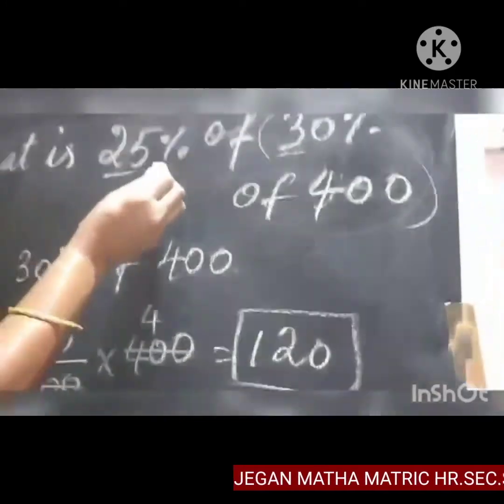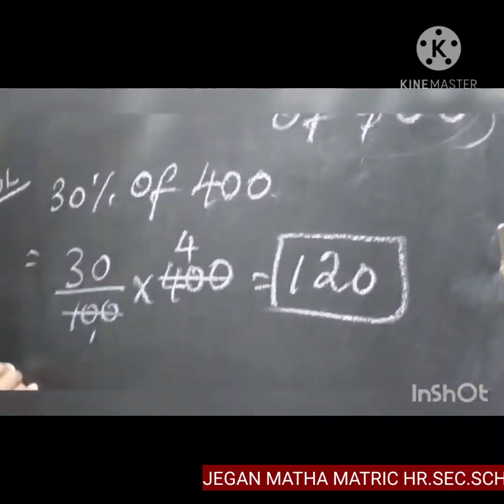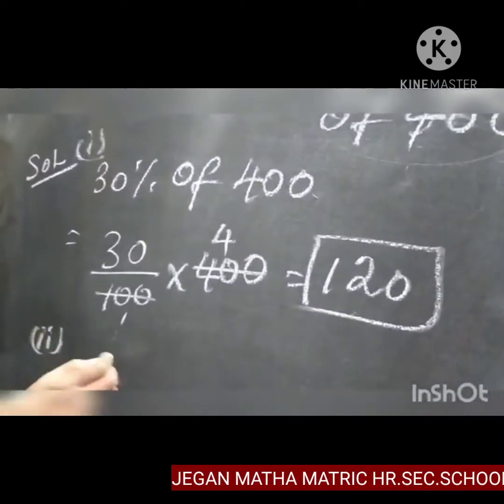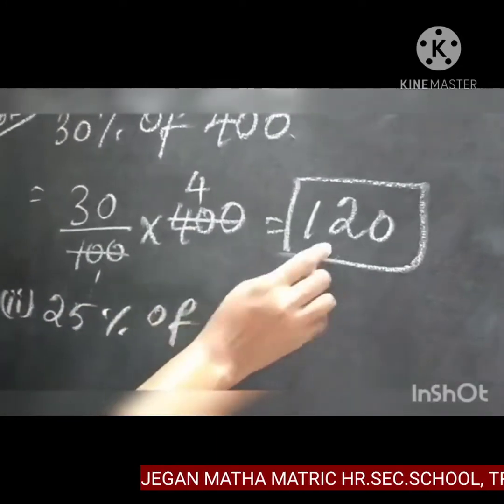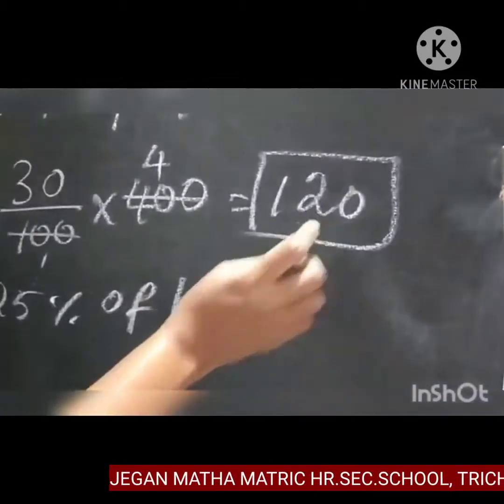So 25 percentage of this one. So 30 percentage of 400, answer is 120. So now you have to find out this one, first one. Now second subdivision. So you have to find out the 25 percentage of this 120, not 400. This you can take now, this 120.